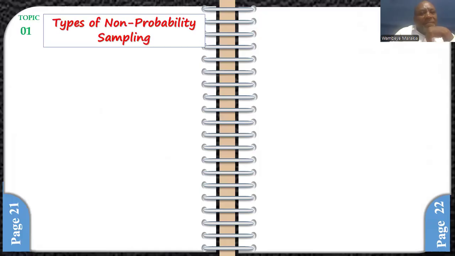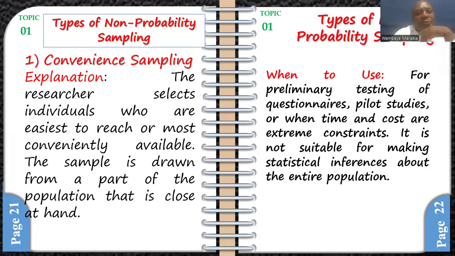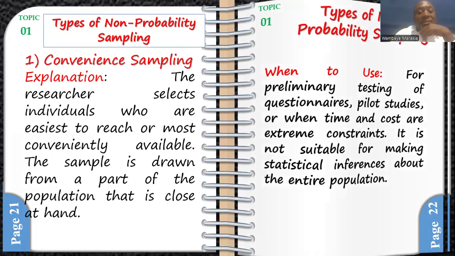On non-probability sampling, we have 1, convenience sampling. The researcher selects individuals who are easiest to reach or most conveniently available. The sample is drawn from the part of the population that is close at hand. We use this type of non-probability sampling for preliminary testing of questionnaires or pilot studies, or when time and cost are extreme constraints. It is not suitable for making statistical inferences about the entire population.